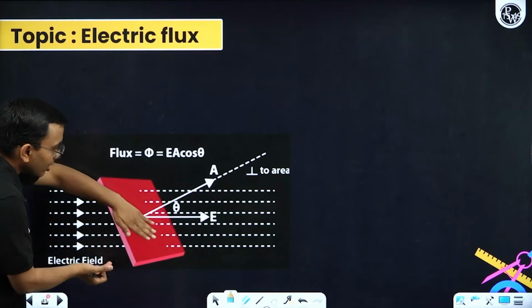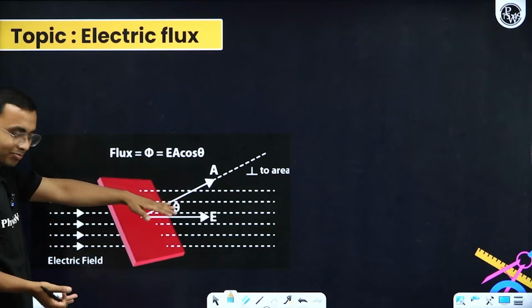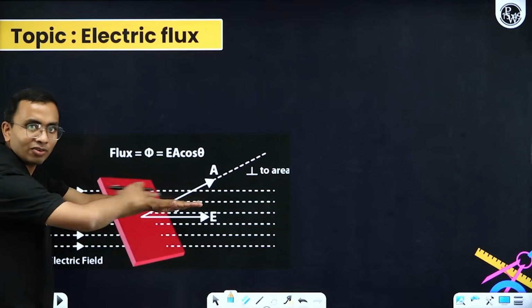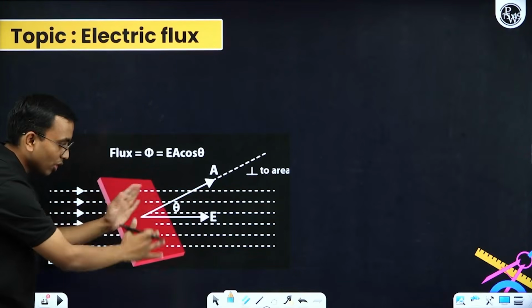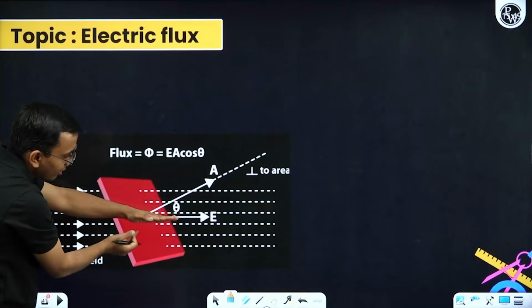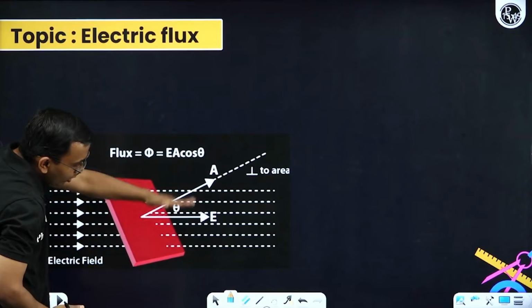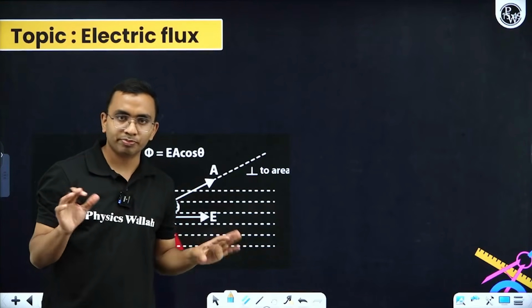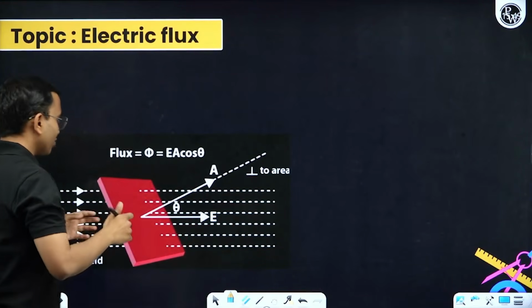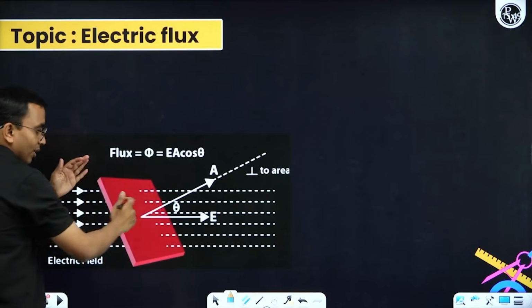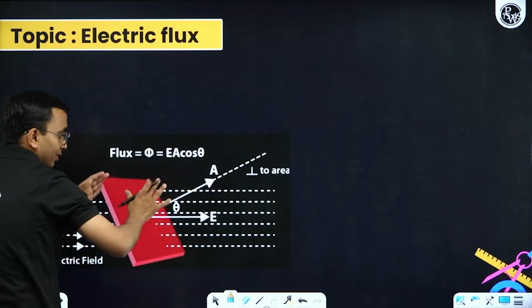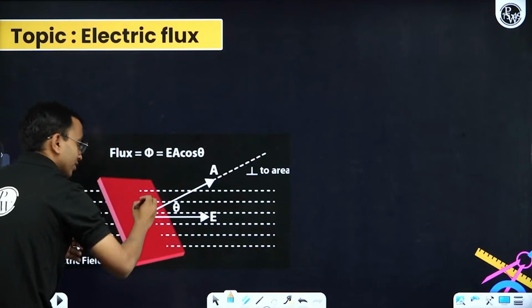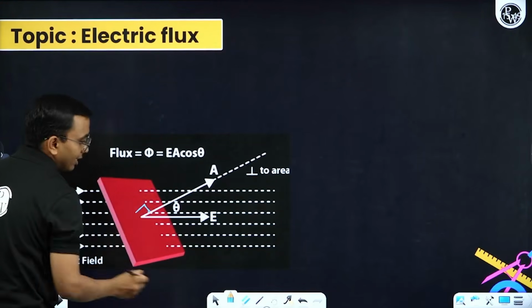Why so? Let us take, if you place the area, you can say a sheet, like this, parallel, then the flux will be zero. No field lines will be passing through it. So to pass through it, we need the component of the area vector that is along the electric field. Now what is the area vector? Many of the students may not be well versed with this. The area vector is the vector which has the magnitude of the surface area and is perpendicular to the surface area. This is perpendicular to the surface area, 90 degree here.